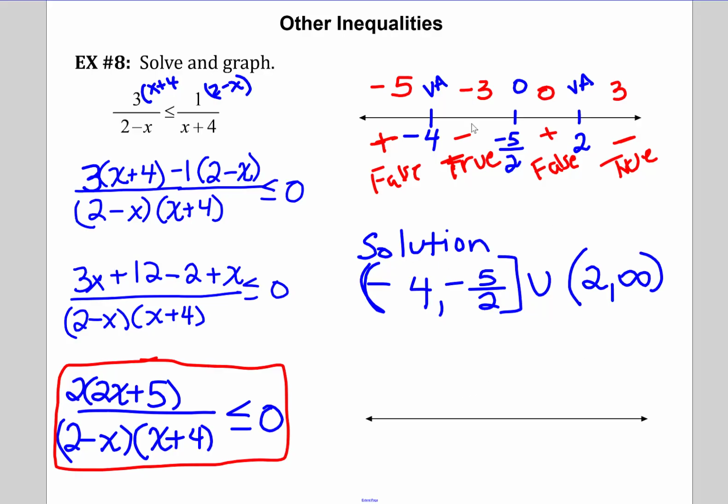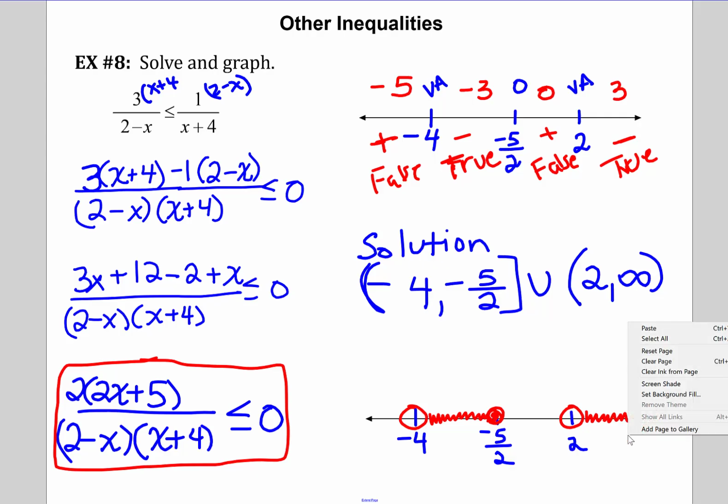So if we're graphing this on a number line, -4, -2.5, +2, we would have an open circle and a closed circle shaded in between. And at 2 would be an open circle and shaded to infinity. So that one was a little more complicated.